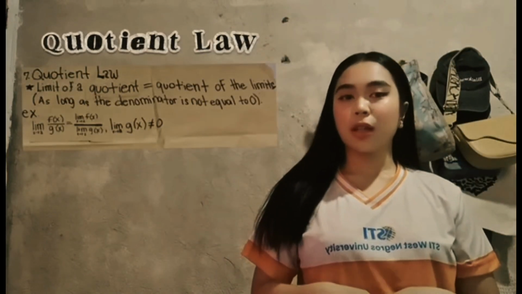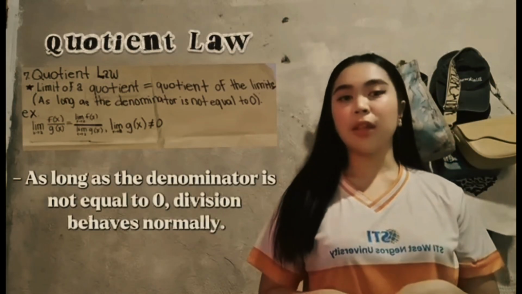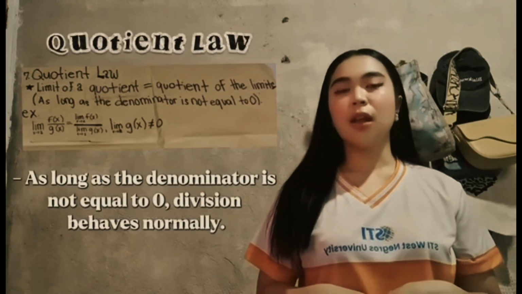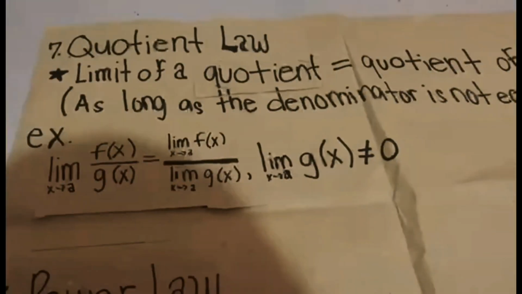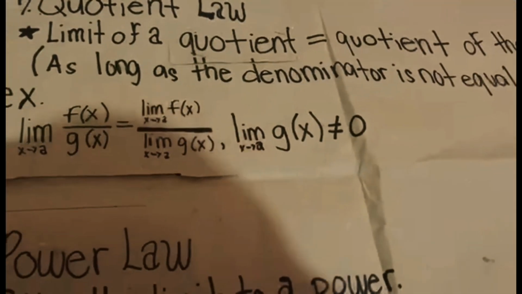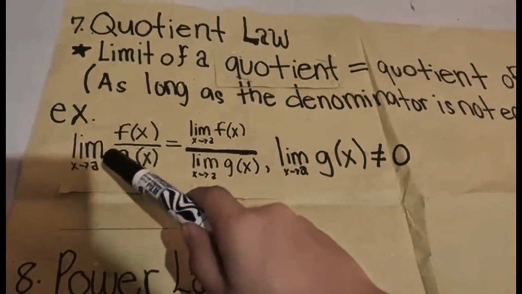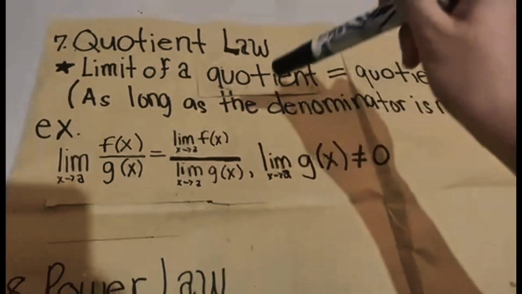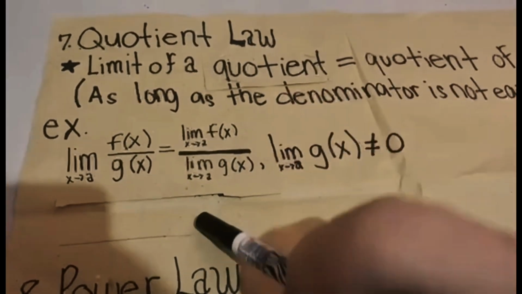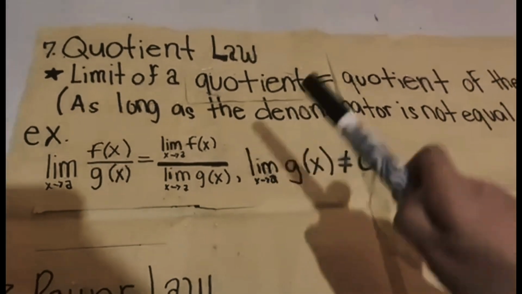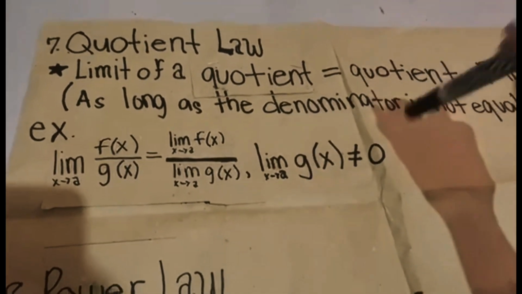The limit of a quotient is equal to the quotient of the limits, as long as the denominator is not equal to 0. As long as the bottom isn't 0, division behaves normally. Let's have its example equation. The limit of f of x over g of x as x approaches a equals the limit of f of x as x approaches a over the limit of g of x as x approaches a, and the limit of g of x as x approaches a must not be equal to 0.